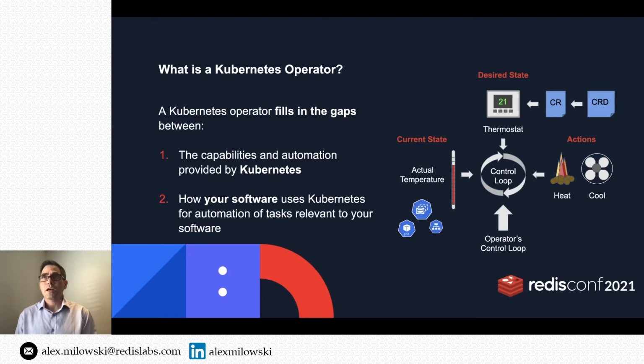So a custom resource has a custom resource definition, which defines the kinds of settings that you can make. And a custom resource is a particular instance of that, a particular setting for your software. So I'd like a Redis Enterprise cluster with 3 nodes. And the controller reads that custom resource, looks at the actual state of the Kubernetes cluster, and decides what actions to take. So it might install software, it might scale up software, it might change a setting.